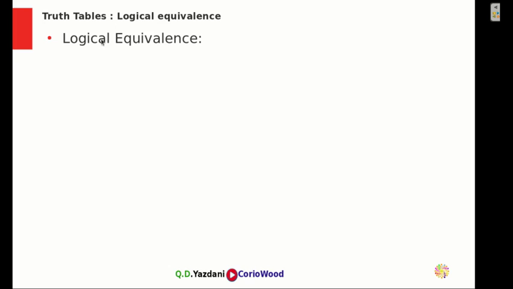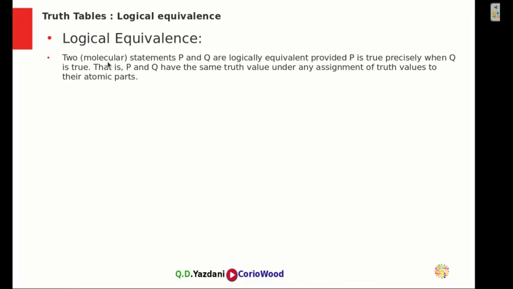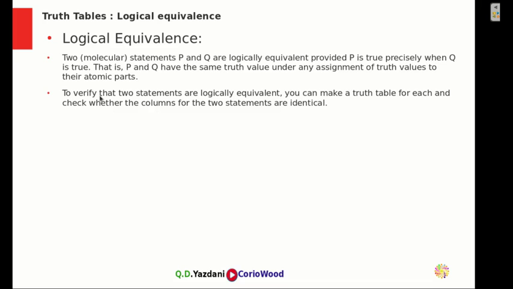Okay, so in this video we're going to see logical equivalence in truth tables. Two molecular statements P and Q are logically equivalent provided P is true precisely when Q is true. That is, P and Q have the same truth value under any assignment of truth values to their atomic parts. To verify that two statements are logically equivalent, you can make a truth table for each and check whether the columns for the two statements are identical.